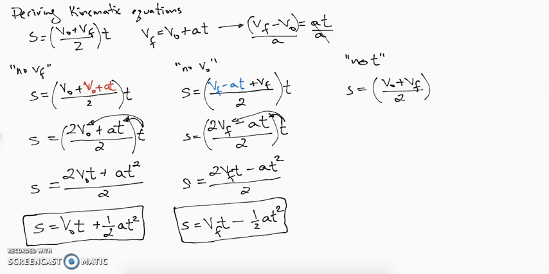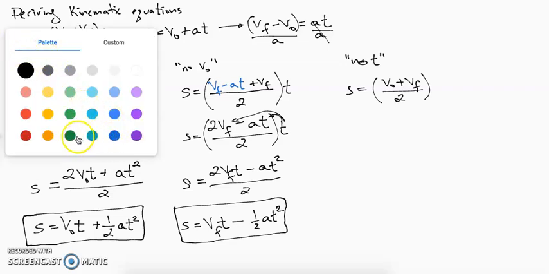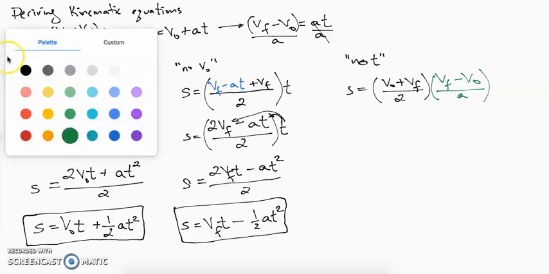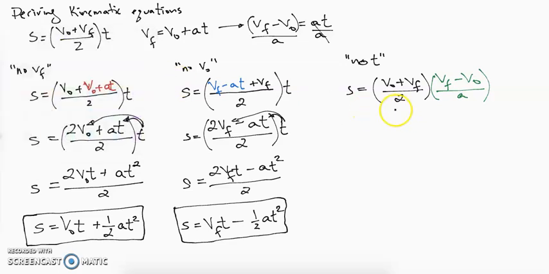But now instead of writing a T, hey, come on out. I want to change color here. Let's do green. Now instead of writing T, we will write VF minus VO all over A. And then what we're going to do is clean this up, because once again, when we have a VF here and a VF here and a VO here and a VO over there, that's not a very friendly and usable equation.